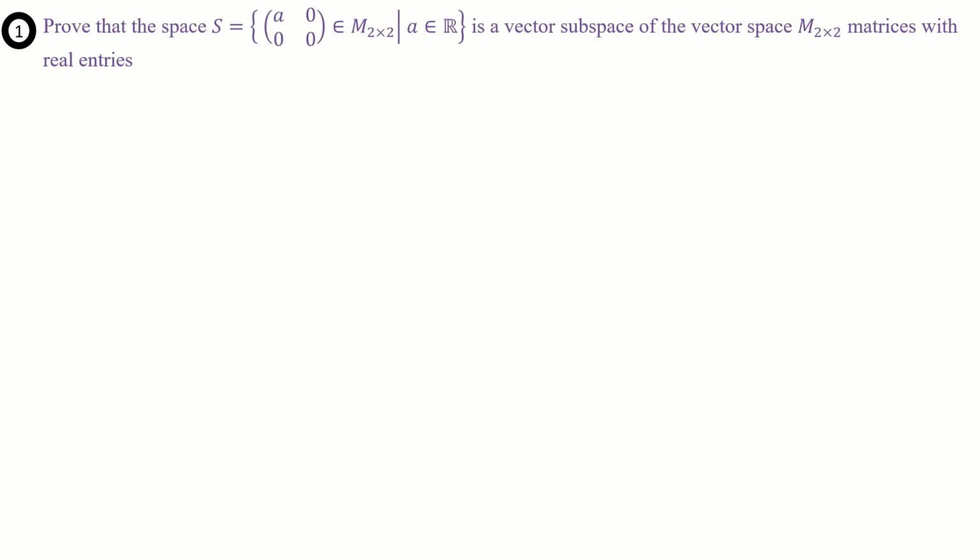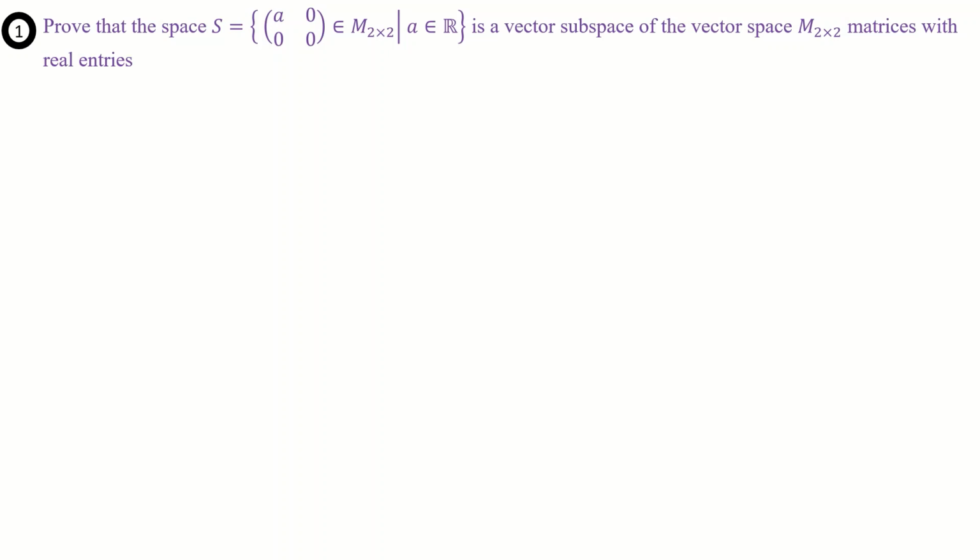So let's begin with the very first question, which is asking us to prove that the space S, the set of all 2x2 matrices with real entries, is a subspace of the vector space M, that is, all 2x2 matrices with real entries.